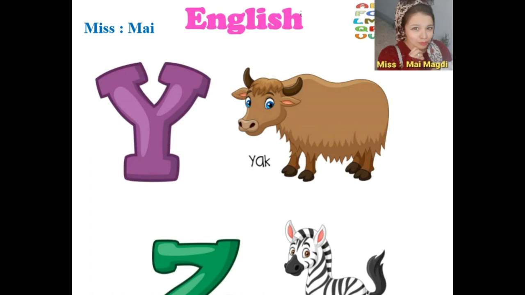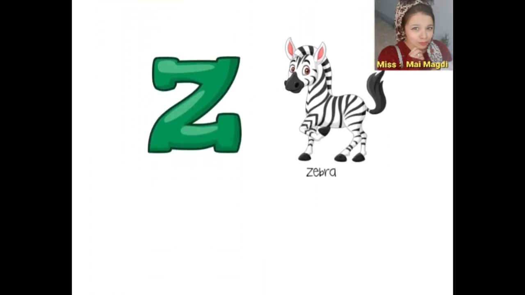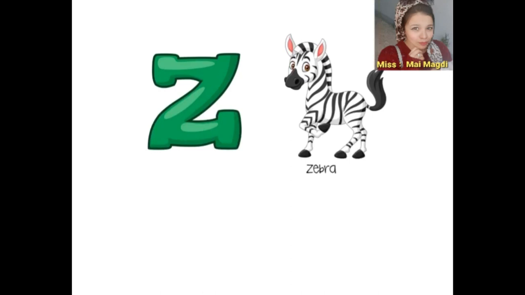Okay. Next is letter Z. Z, zebra. Z, zebra. What's the sound of letter Z? Excellent. Z, z, z. Again. Z, z, z. Excellent. Bravo. Very well done today. Bravo.